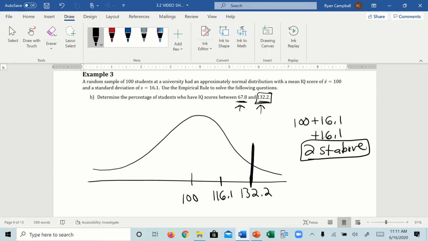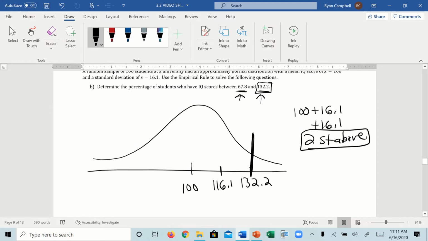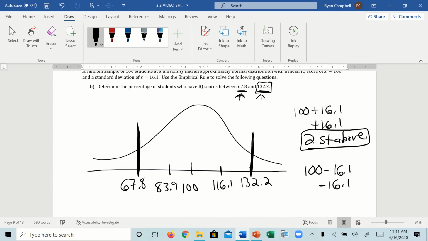All right, now let's look at 67.8. Let's subtract a standard deviation, and what do we get? We get 83.9. Is that what we wanted? No, because we wanted 67.8. So let's subtract another standard deviation, and we get 67.8. And that is what we wanted. So now this is 2 standard deviations below.